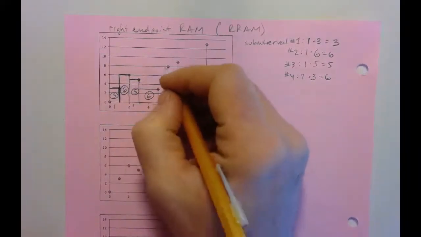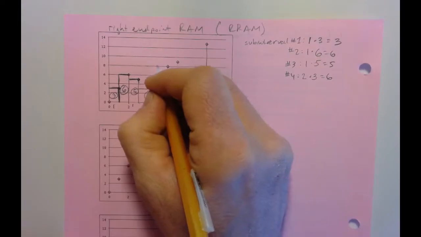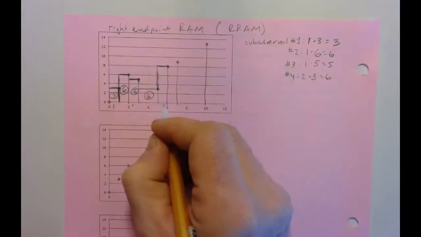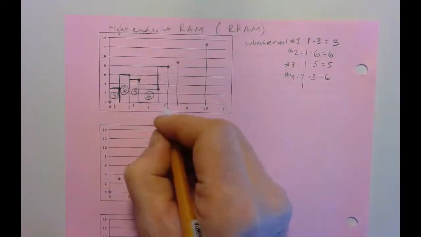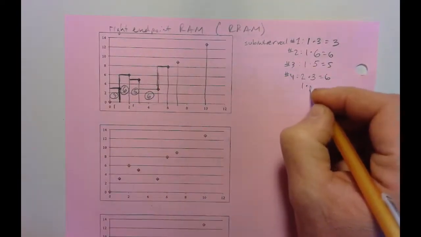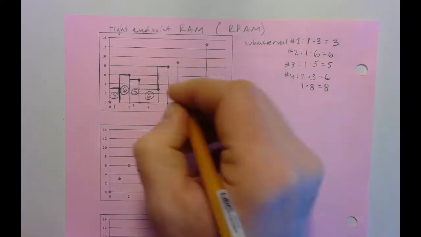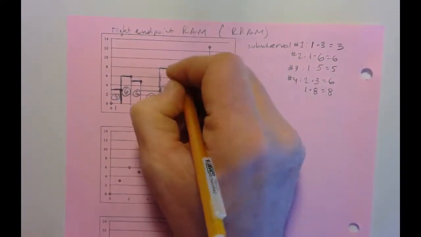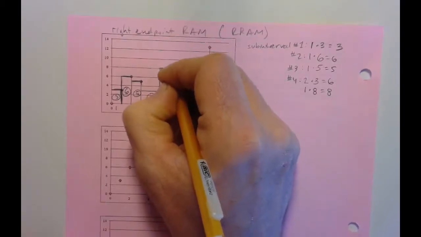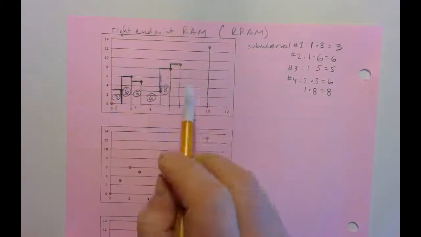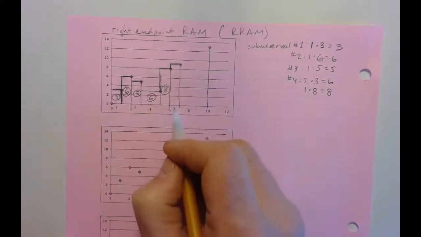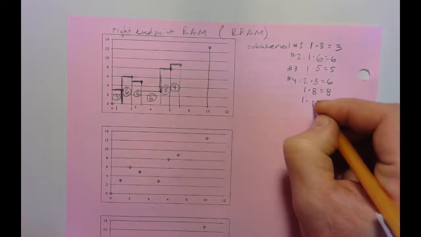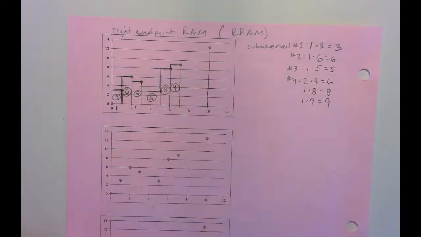The next subinterval, we're going to travel at this velocity of 8 throughout the entire subinterval. How long is it? 1 second long, 8 feet per second. So we're traveling 8 total feet. For the next subinterval, you're traveling at 9 feet per second throughout the entire subinterval because you're using the velocity that's on the right. 1 second at 9 feet per second, you've traveled 9 total feet.